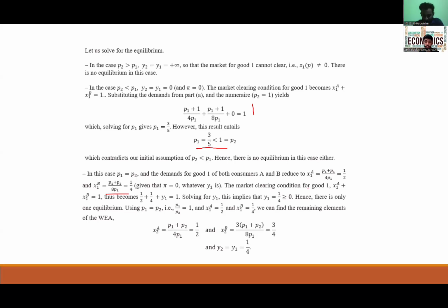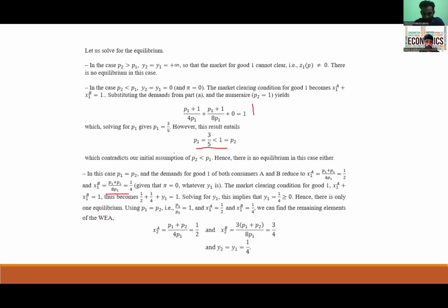The market clearing condition for good one, x1a plus x1b is equal to 1, which is actually that there is no profit condition and there is no rest part for the producers to procure something for their profit. And the condition becomes half plus 1/4 plus y2 is equal to 1. Solving for y2, we get the value of y2 is 1/4, which is obviously greater than 0. Hence, there is only one equilibrium.